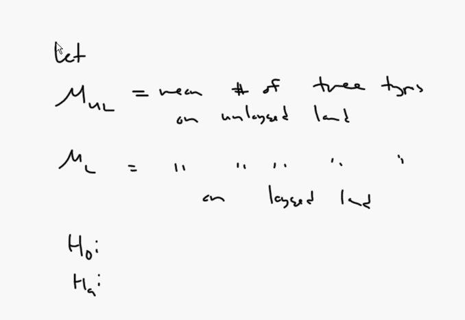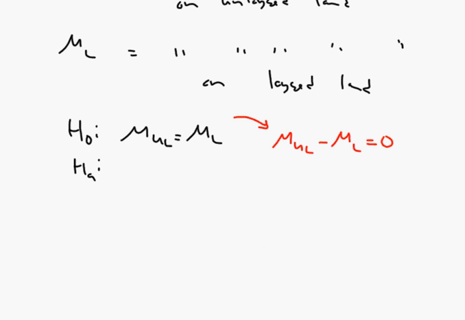Then our hypotheses would be as follows. Usually H0 indicates that there's no difference between the groups. So we would say that these two means are equal. That's one way to write it. Another way to write it, that is probably a little bit better, is to write that the difference between them, unlogged plots minus logged plots, is equal to 0. I would probably go with this. It doesn't really matter, though.